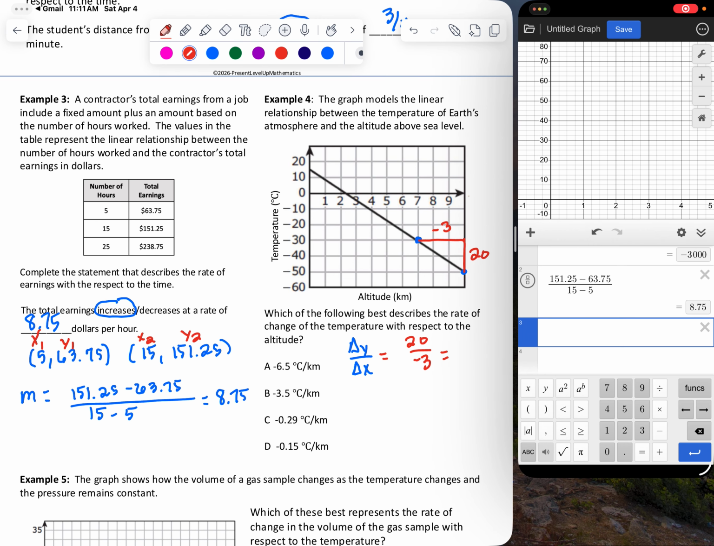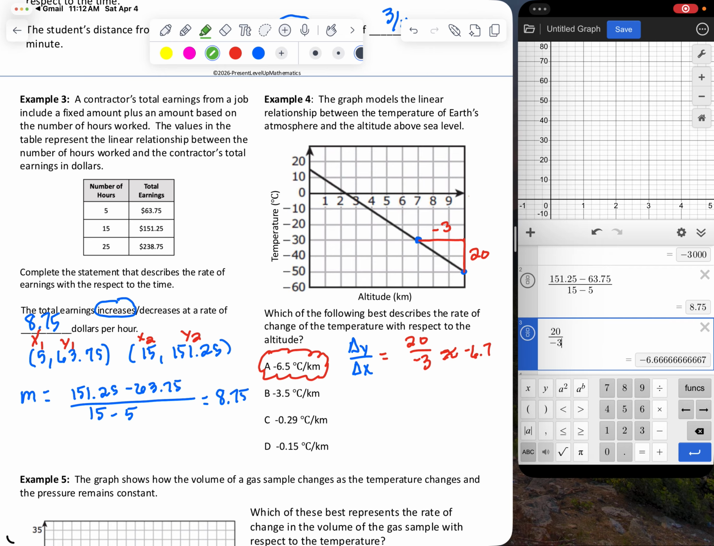Now let's put that in our calculator and see what we get. So negative, I'm going to change my equals to approximately negative 6.7. Now, looking at your answer choices, there's only one answer that's even close to negative 6.7. So I would go with answer A. And notice in the problem, it did say which of the following best describes the rate of change. So even though we didn't get exactly what the answer choices said, we got close.